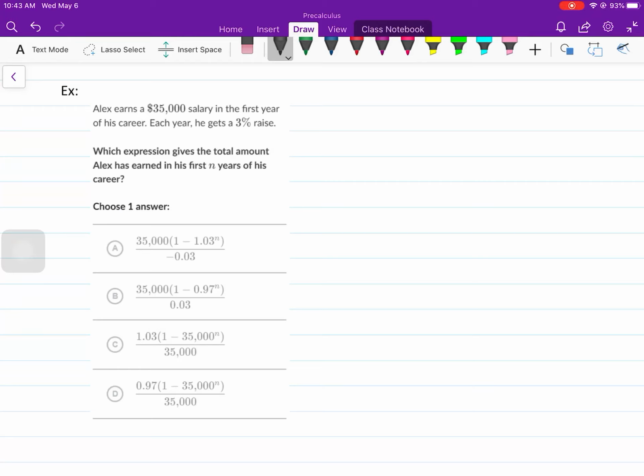If you've been getting the hang of all these previous lessons, this one should be really simple for you. So if you just remember, our formula we've been using is a times 1 minus r to the n over 1 minus r. Remember, this represents the sum of a geometric series.